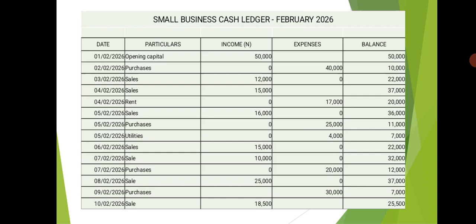From this ledger, we can clearly see how income and expenses affect the business balance each day. So at the end of February 10, we can see that the business has a balance of 25,500 naira only. This shows why we need to keep a proper cash ledger. It will help our business owner to track their money. It will help them to control their spending and also understand their performance.